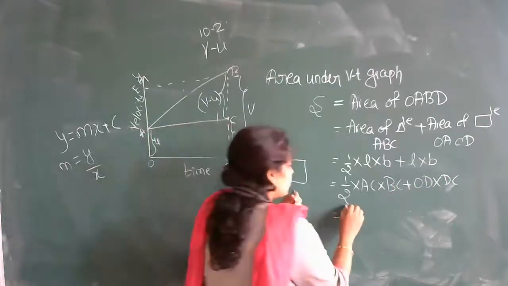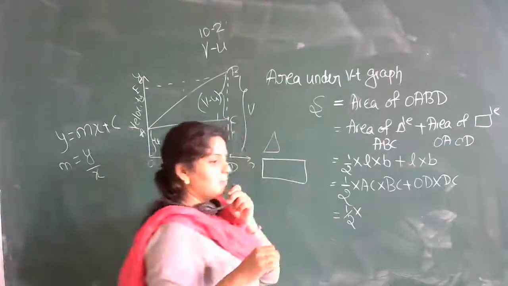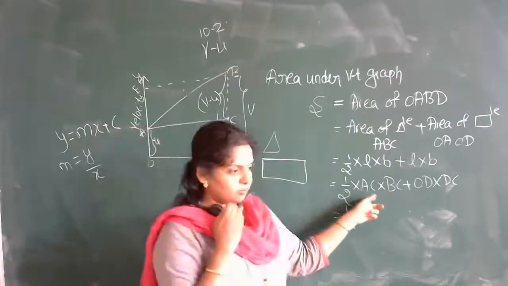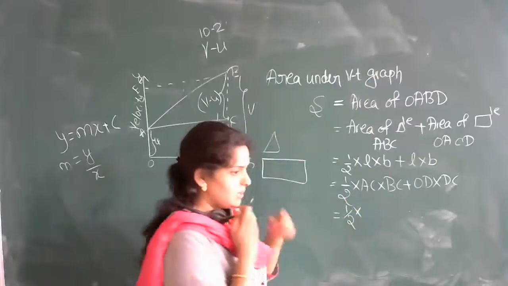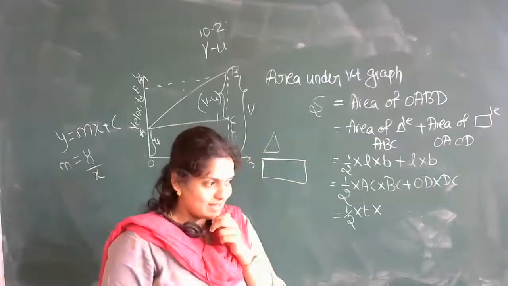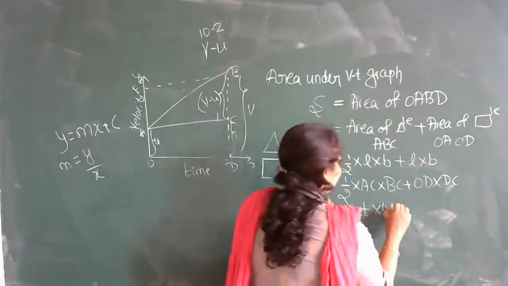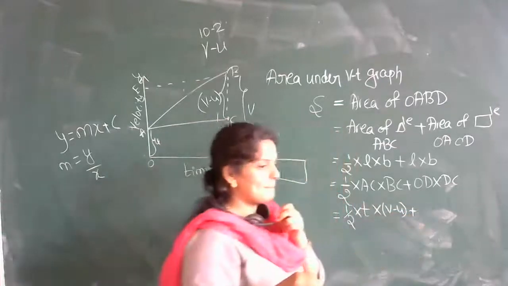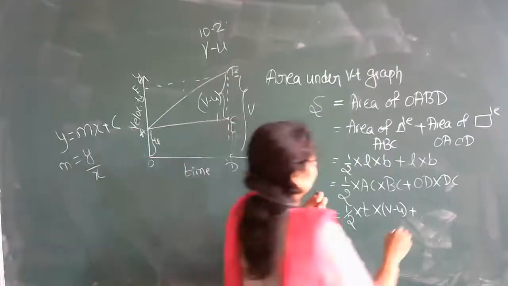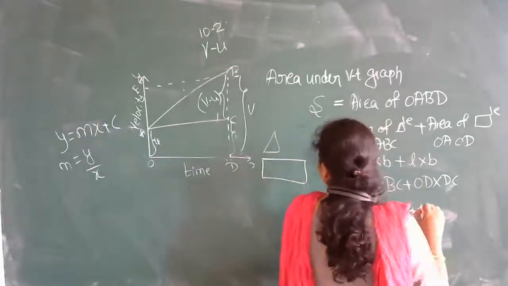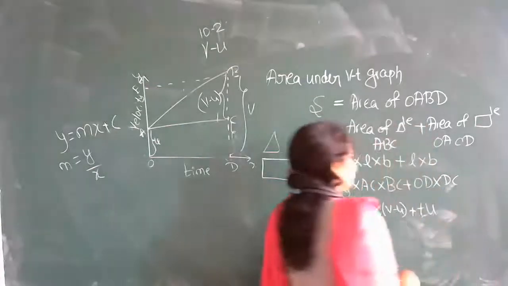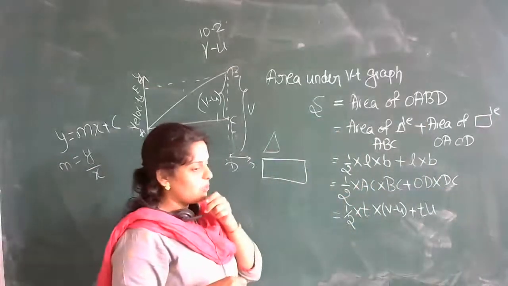So how can you substitute? Half I'll write as it is. AC, what is AC value? It is T. BC, next BC, V minus U. Next, OD, T. Next, DC, U. Okay, over. So now, if you want, you can rearrange the terms and simplify here.